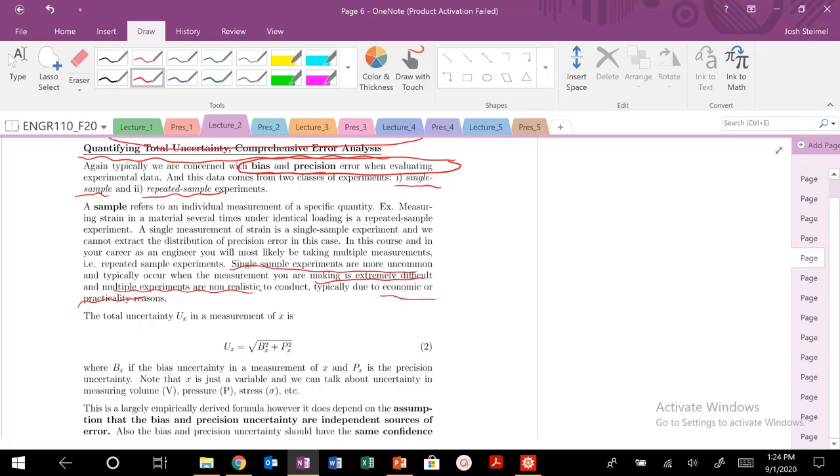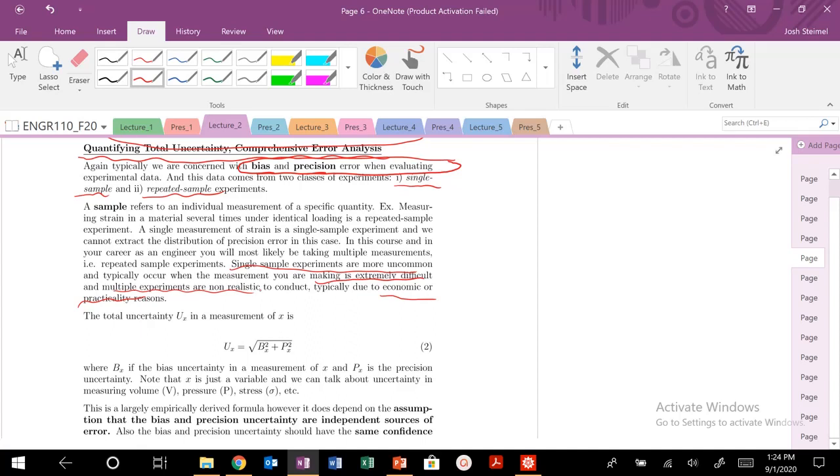So when you do single sample experiments, the error analysis that you're going to conduct is a little bit different, but we're going to discuss that. You'll have to rely on your experience as an engineer. You're going to have to do a lot of bias error analysis, and so it's a different type of error analysis that goes into it.